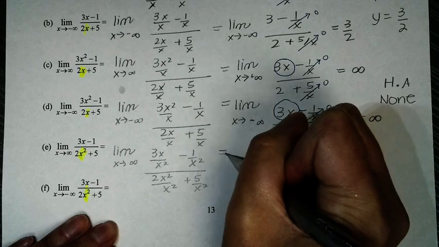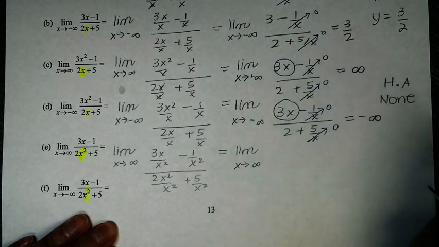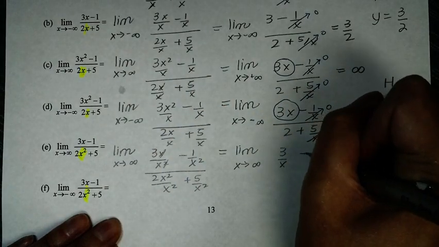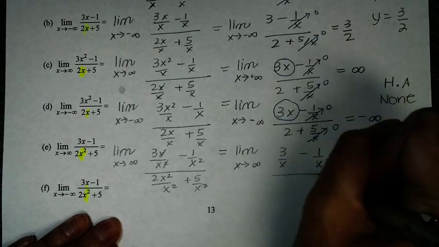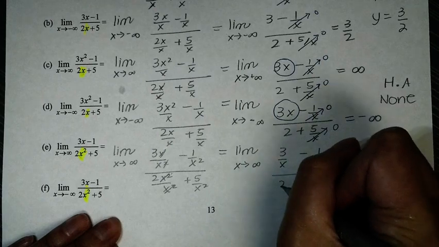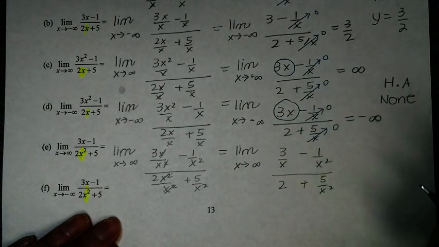So you need to cancel out stuff here. You have the limit as x approaches infinity of what? Cancel this. So you have 3 divided by x minus 1 divided by x squared, because we cannot cancel anything on this ratio. Then here we can cancel out everything, so you have only the 2 plus 5 divided by x squared, which we cannot cancel anything there.